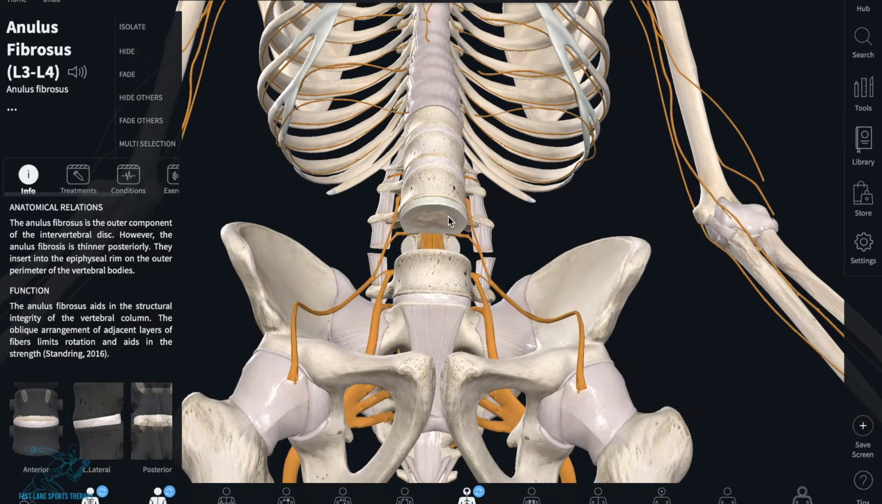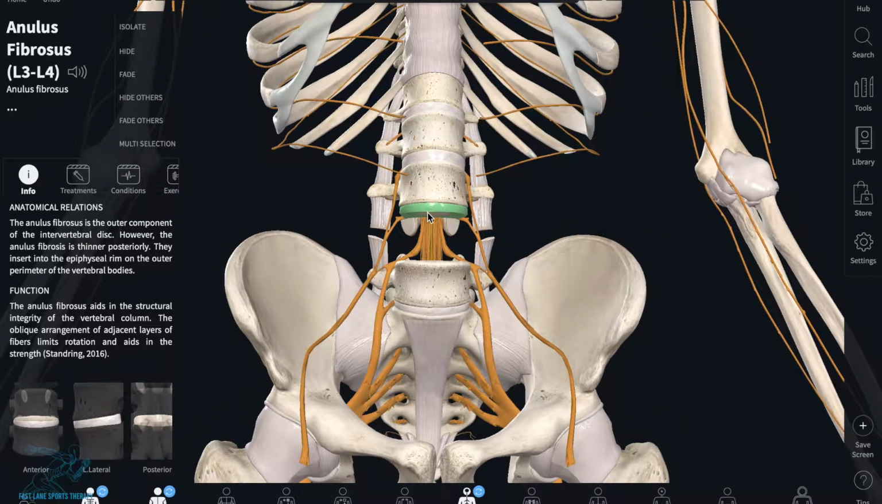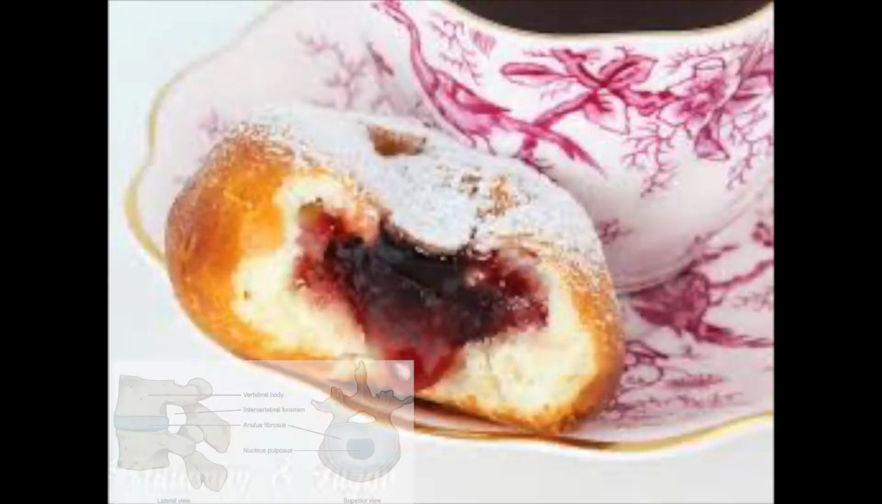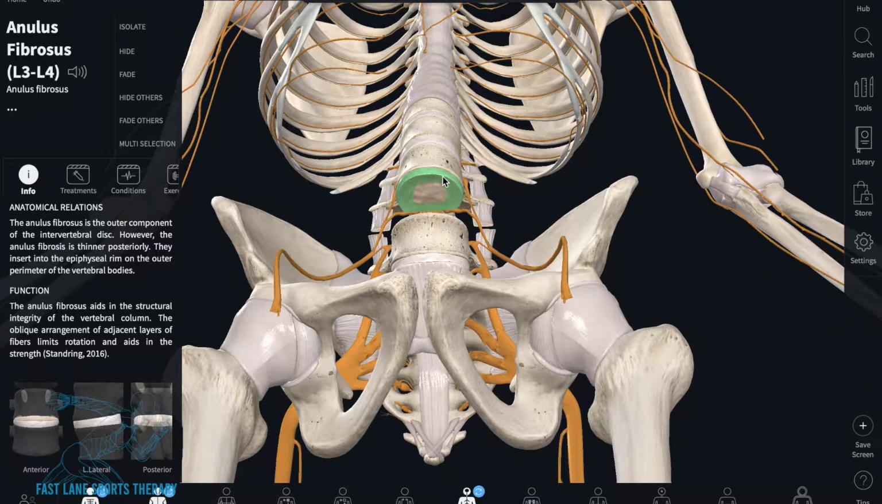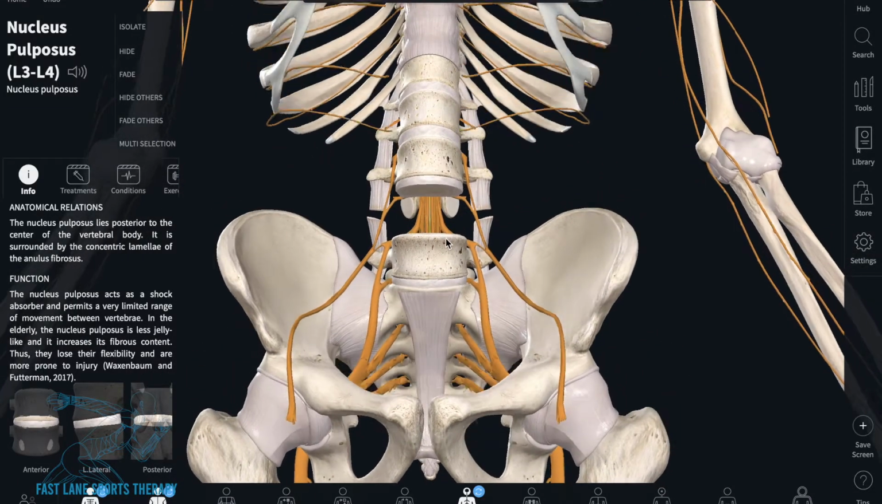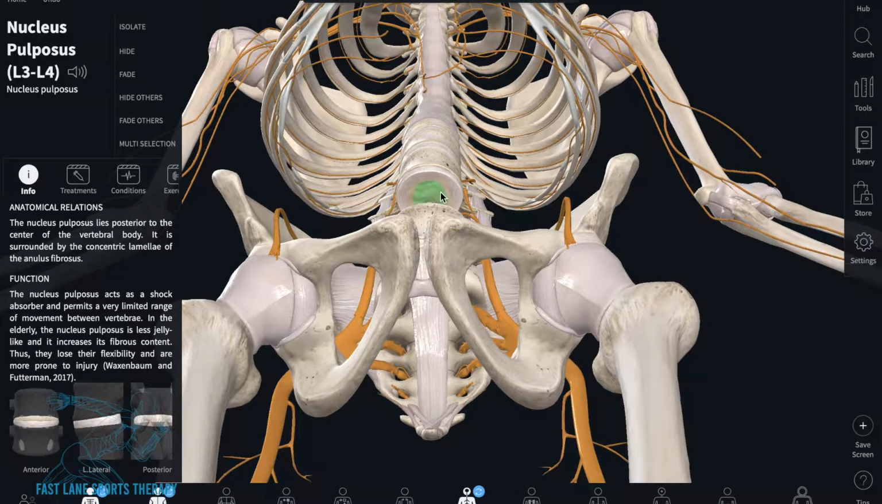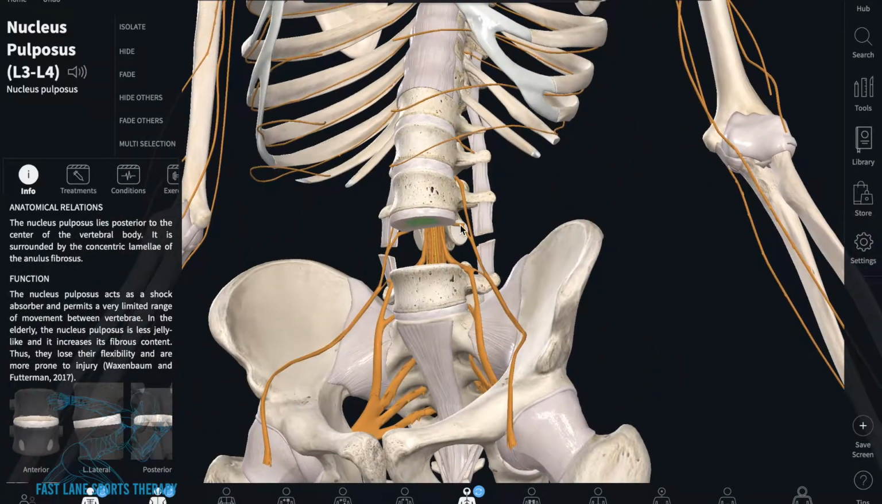This whole structure is a disc. And essentially what it's often compared to is a jelly-filled donut. This part right here that's highlighted green is the dough part of the donut. And this part of the green right here is the nucleus pulposus, and that's referred to as the jelly in the donut. Oftentimes we hear about a herniated disc, and that's when the jelly in the middle leaves that donut and goes out towards the nerve root, causing pain.